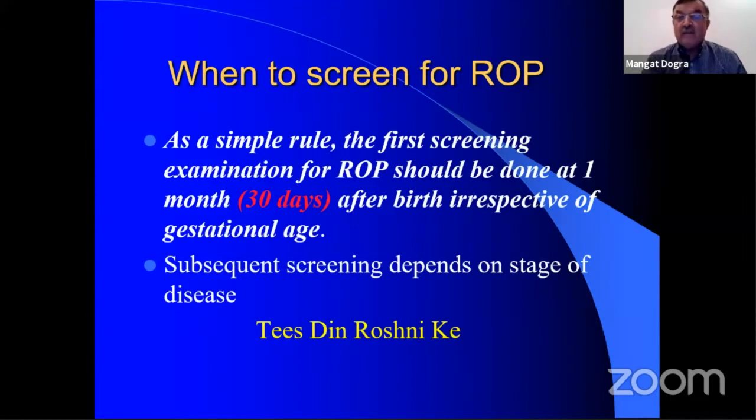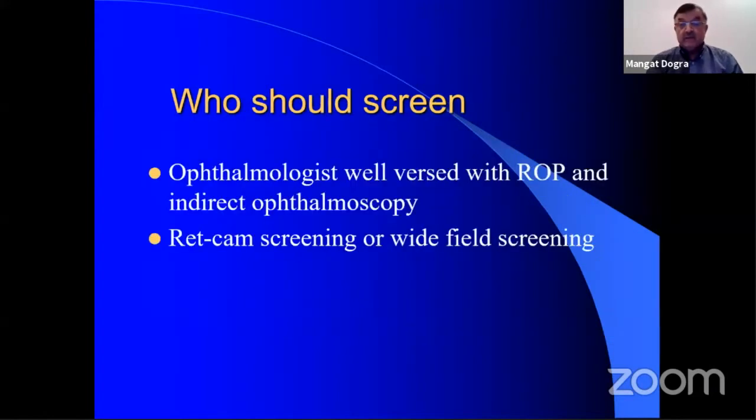What is important, and you must remember as a postgraduate, is that the first screening has to be done before 30 days. This has been shown by Subhadra Jalali, and you can imagine how important it is. If it is not done before that, later, maybe it is too late. Anyone who knows indirect ophthalmoscopy and has knowledge of ROP can very easily do screening of ROP. And there are other modalities like RetCam scan or a lot of wide-field cameras coming in. These are the ways of the future where screening is going to be done.